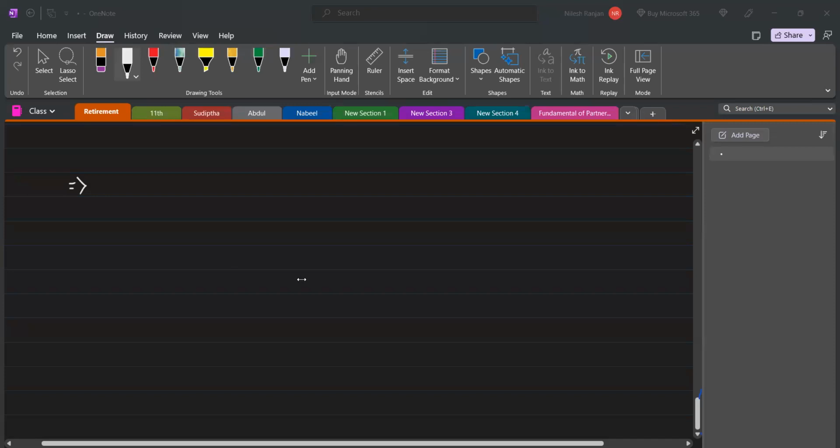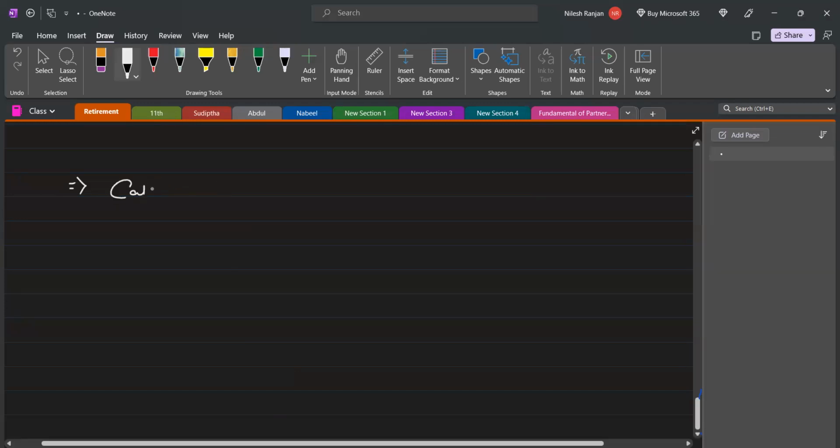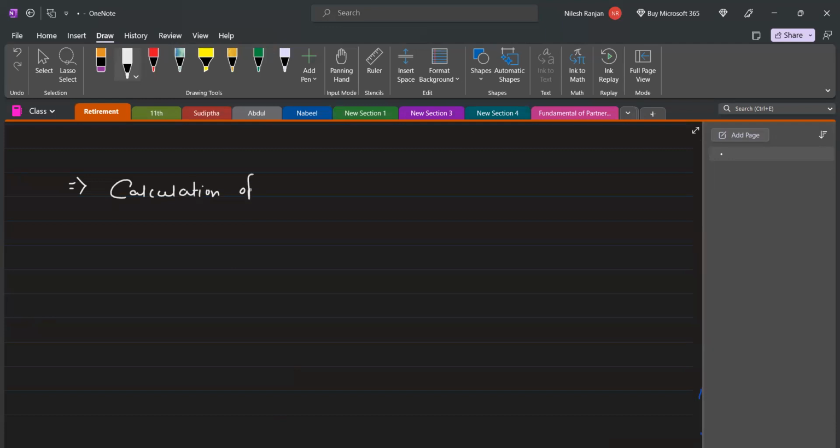I'm saying that there is a main difference between these two chapters. The first one is retirement, and the second is death of a partner. The main difference between these two chapters is calculation of profit. Okay. Yes, sir.